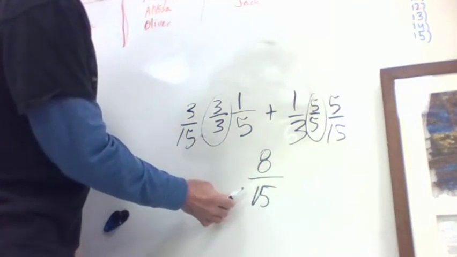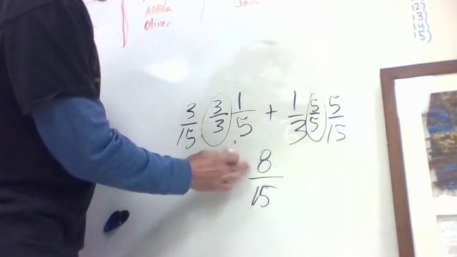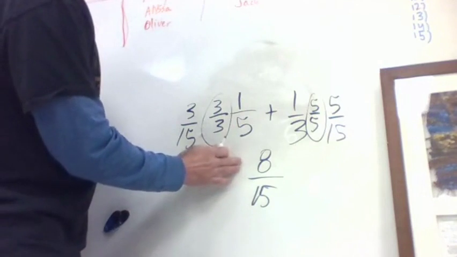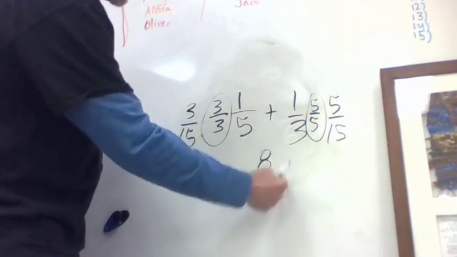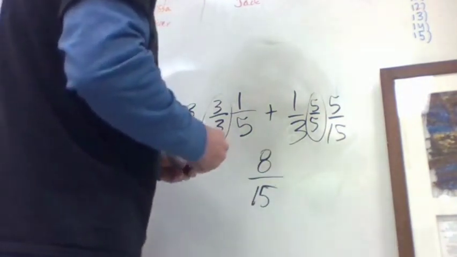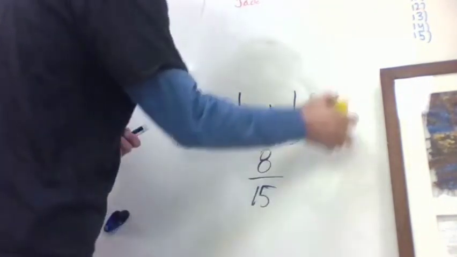Notice the 8/15. It's slightly larger than a half, right? 8 out of 16 would be a half. So it's a little bit more than a half. But I cannot simplify this fraction because these guys don't have common factors. Okay, so that's how you rename fractions to add them. It's the same for subtracting them.